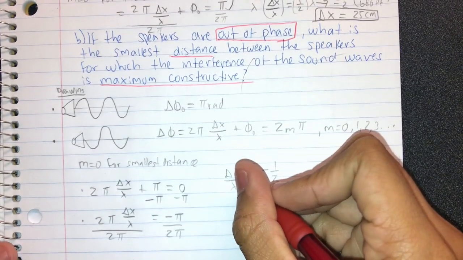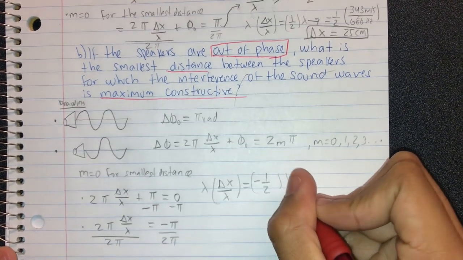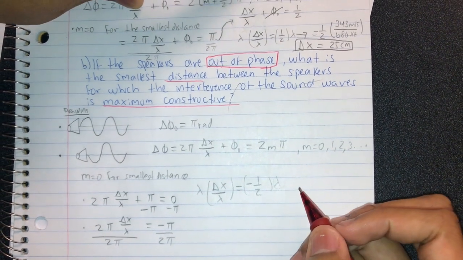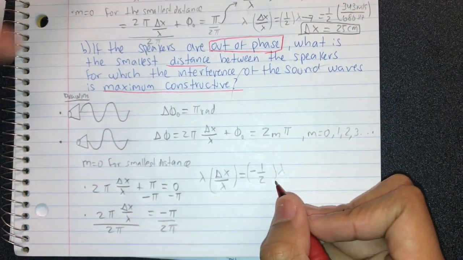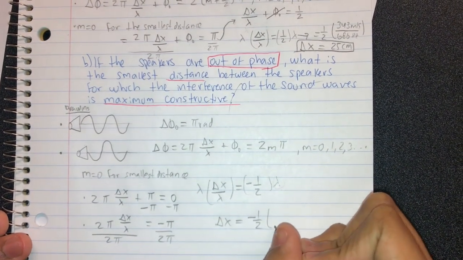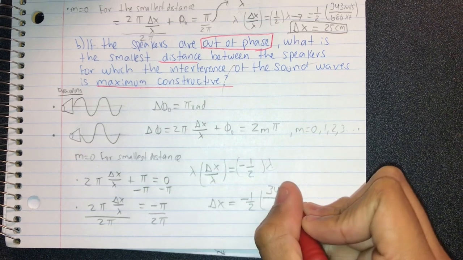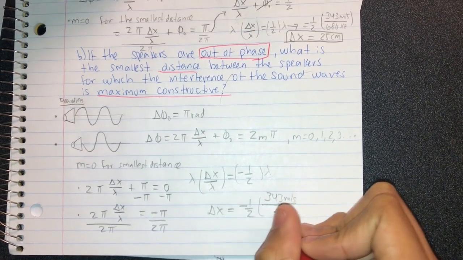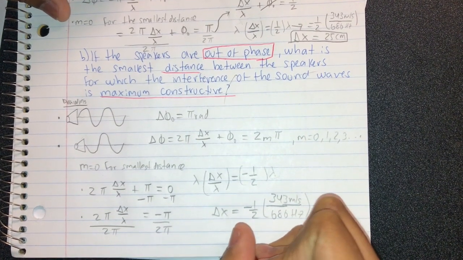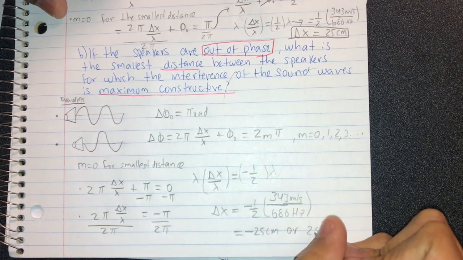From this, we can solve for x again by multiplying by lambda on both sides. And again, lambda is also the same as velocity over frequency as stated above. So we can just substitute what we're given over here. So delta x equals negative 1/2 times velocity, which is 343 meters per second, over frequency, which is 686 hertz. That would give us a total of negative 25 centimeters, or 25 centimeters.